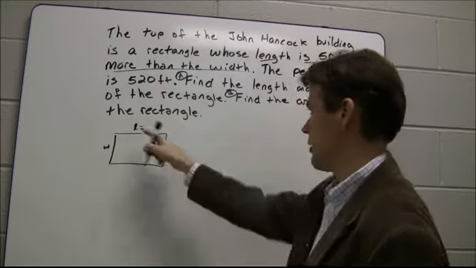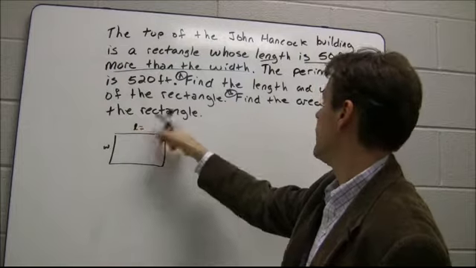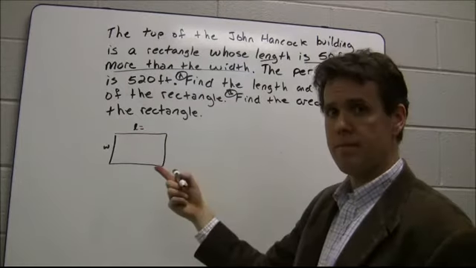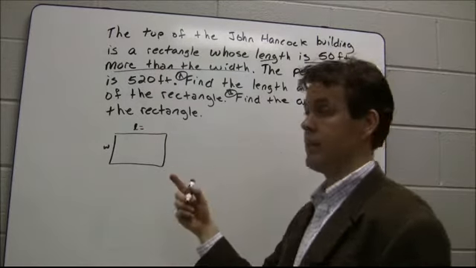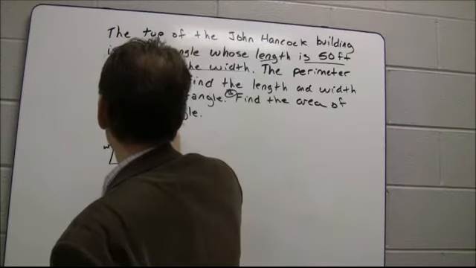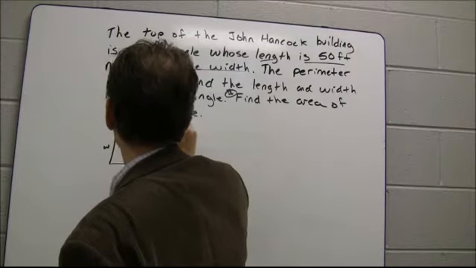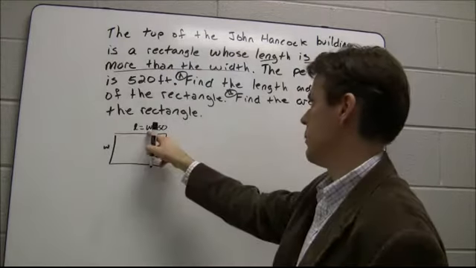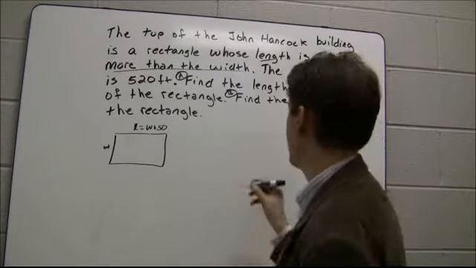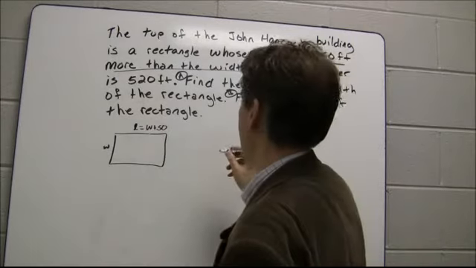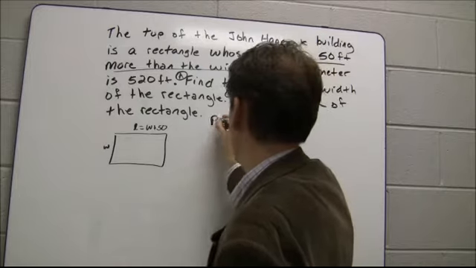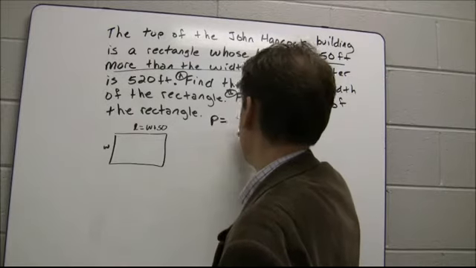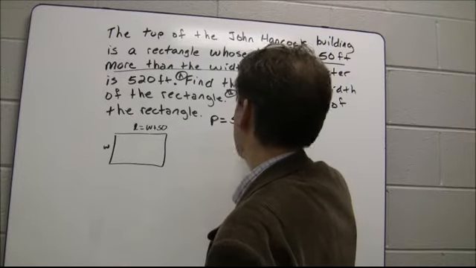So how can I write this in an equation? The length, L, equals 50 more than the width. Is that 50W? No. 50 plus W, right? Or W plus 50. I'll write it like that. 50 feet more than the width, right? And the perimeter is 520. So the distance around, called the perimeter P, is 520 feet.